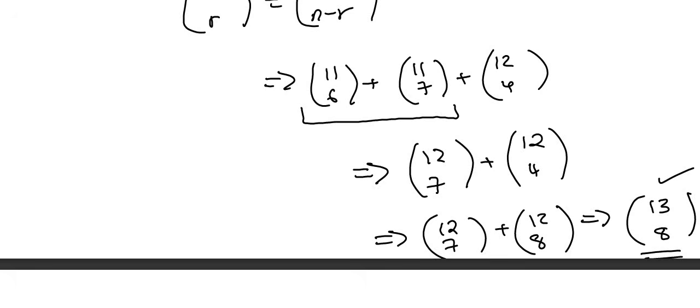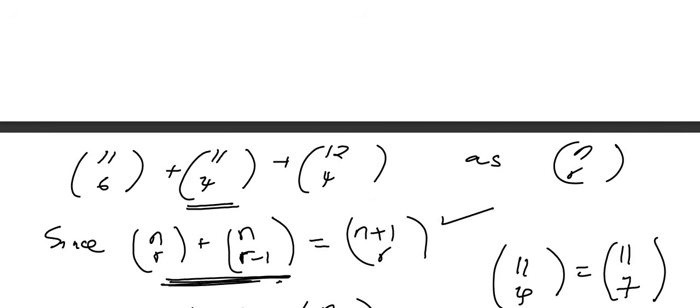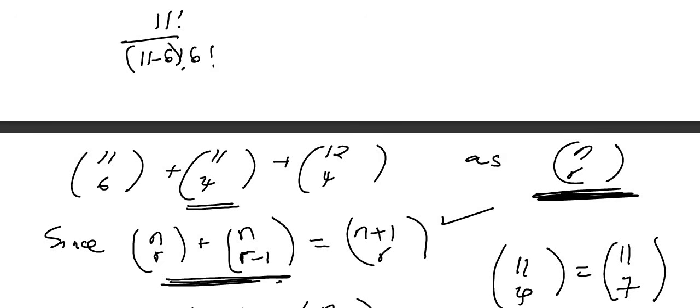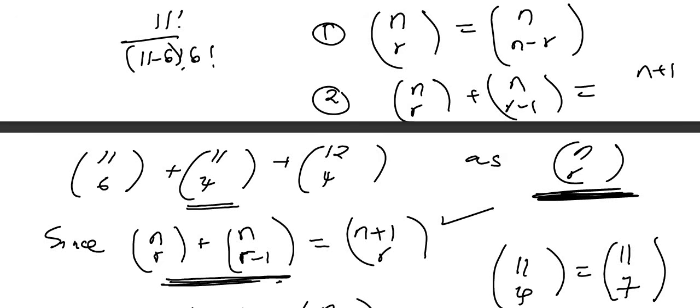The common mistake people make whenever given such a question is they start solving. They start doing 11 factorial, 11 minus 6 factorial, and then proceed. No, we're not solving, we're just expressing this to get something that looks like that. The only two rules you're going to be using are: n choose r is the same as n choose n minus r, to bring something close to the neighbor, and then the second one is to combine two things, which is n plus 1 choose r. Please take note of that.